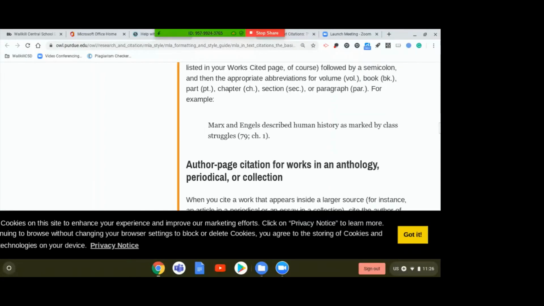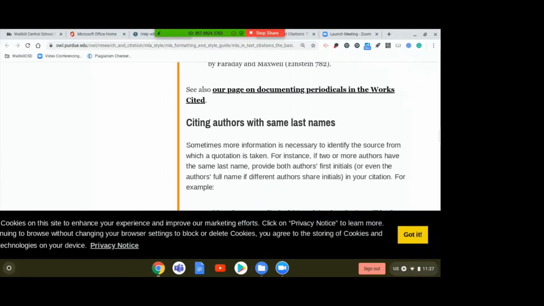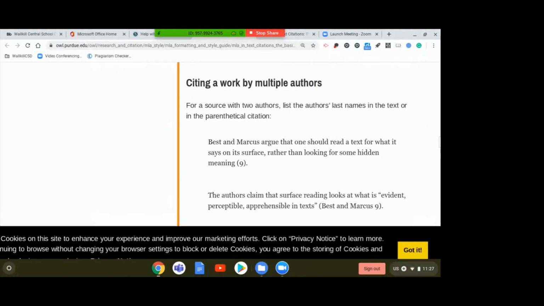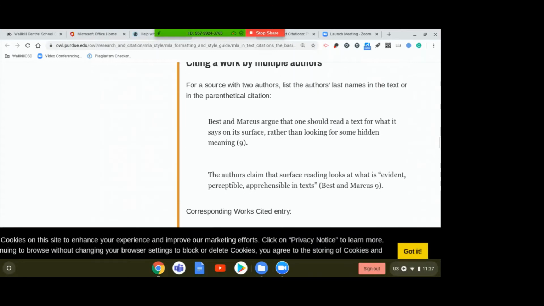So that's not what I want. Where is it? Here we go. Citing a work by multiple authors. That's what I want. So here I've got this 2 author source. That's what we have. All right, so one of the climate change articles has 2 authors. I'll show it to you in a minute. So for that article, we need to use both authors' last names. The other articles just have single authors, so you're just going to use the one author's last name and the page number. But that climate change article with 2 authors, we need to do it this way.